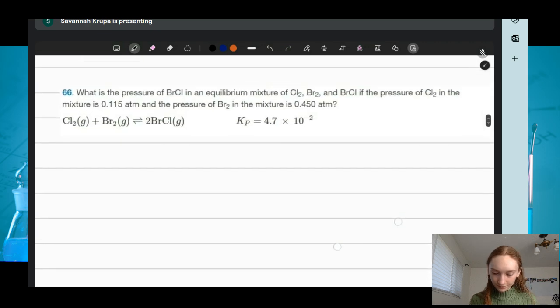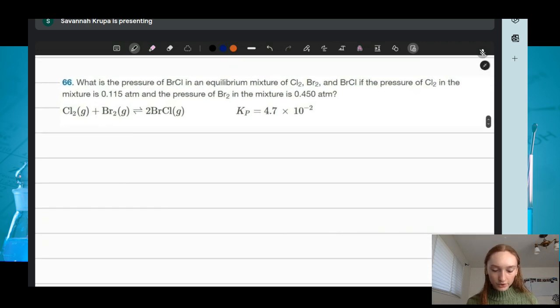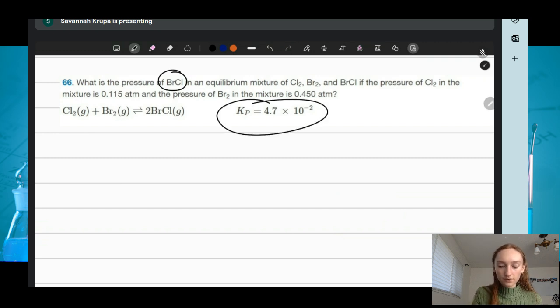Okay, so this one says, what is the pressure of BrCl in an equilibrium mixture of Cl2, Br2, and BrCl if the pressure of Cl2 in the mixture is 0.115 atmospheres and the pressure of Br2 in the mixture is 0.45 atmospheres. So we are solving for the partial pressure of the BrCl. So let's set up the equation solving for the Kp constant, and then we can move things around to solve for this term, specifically in the equation.